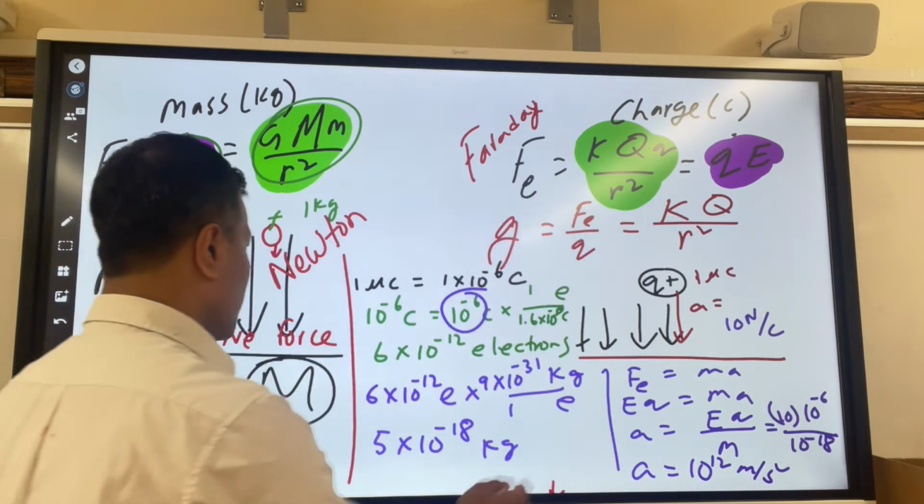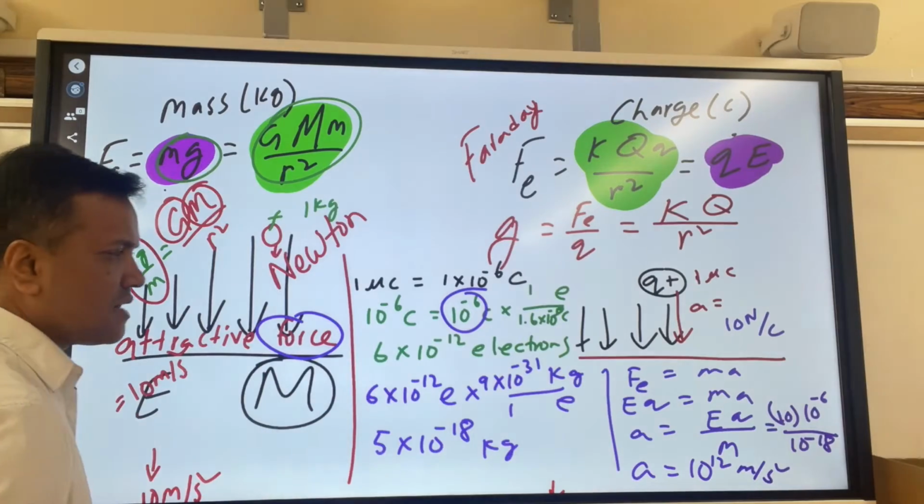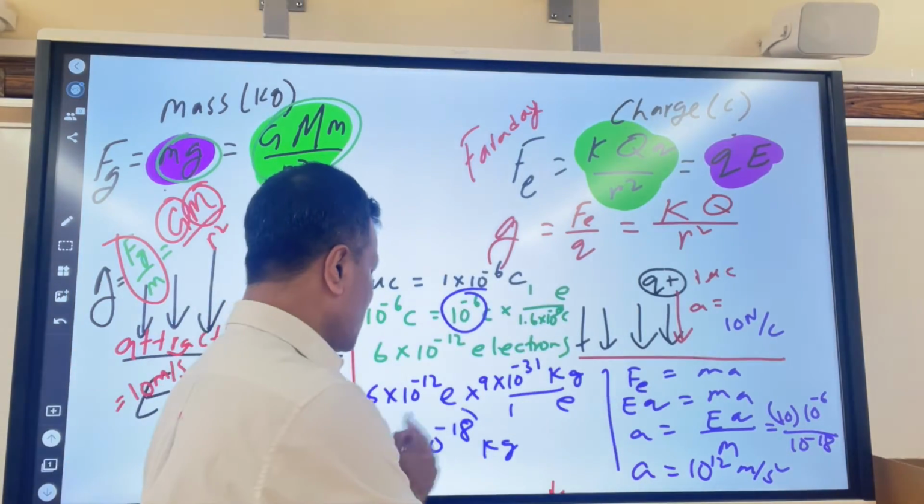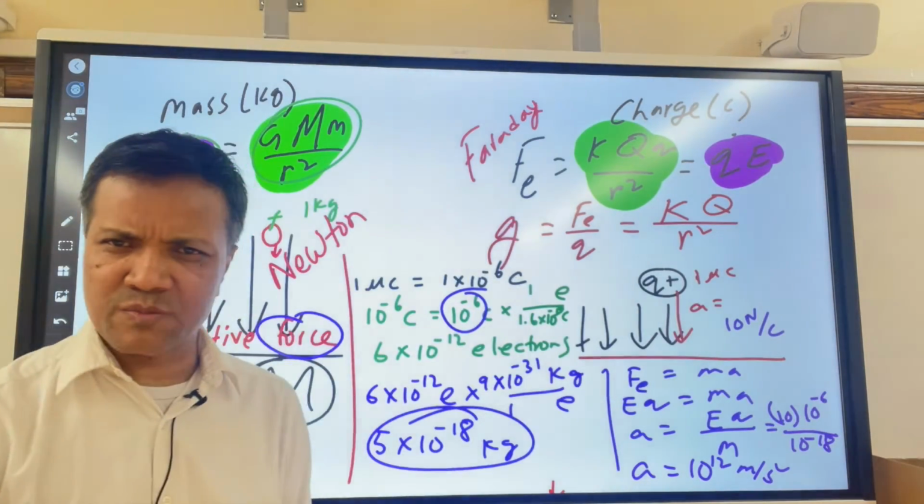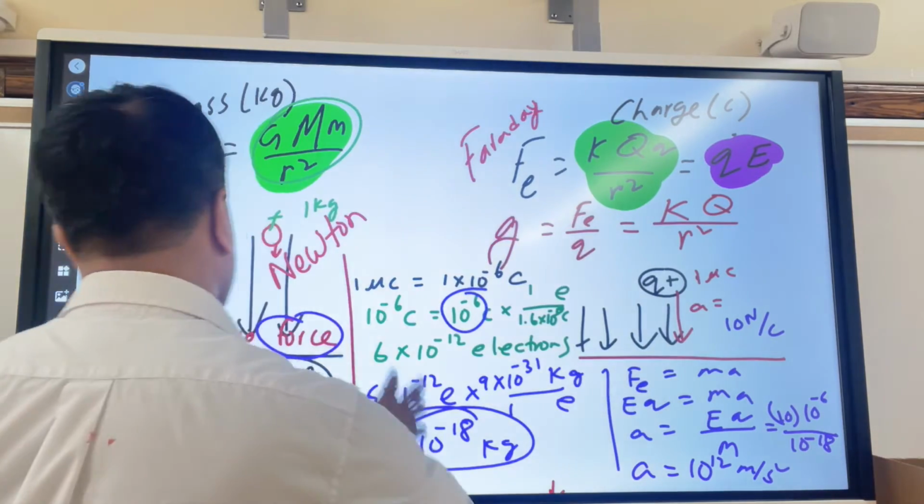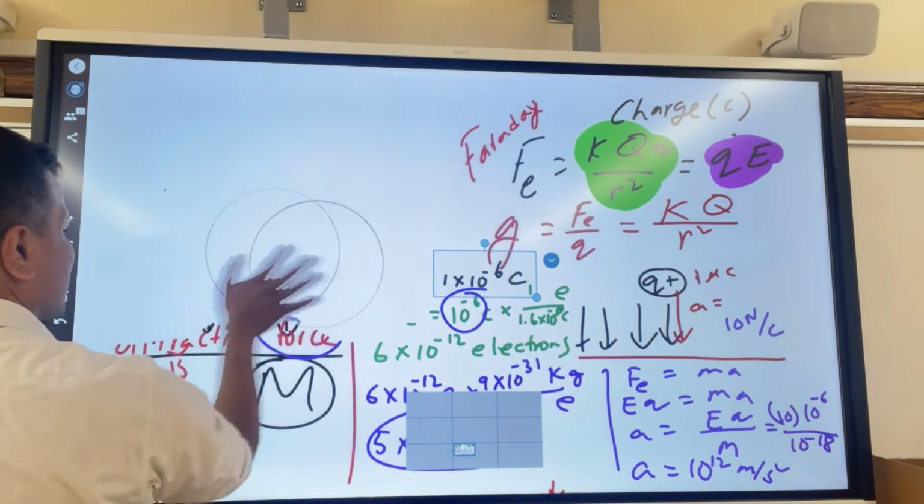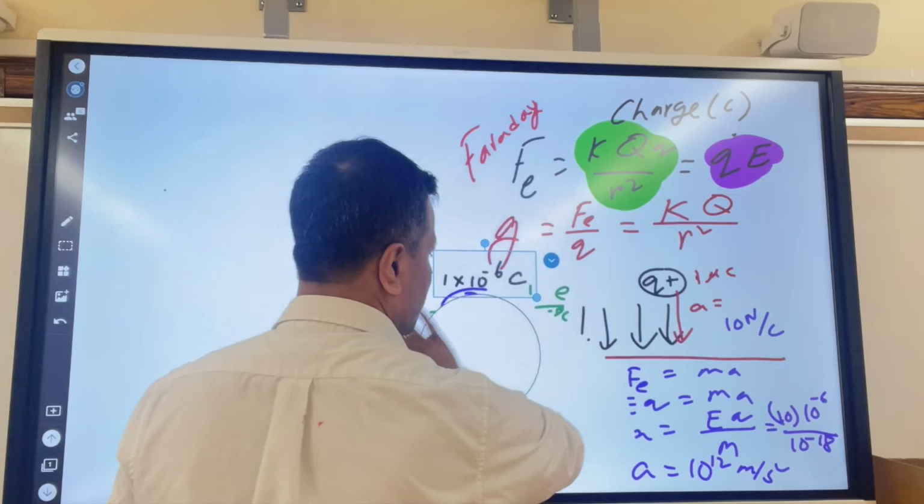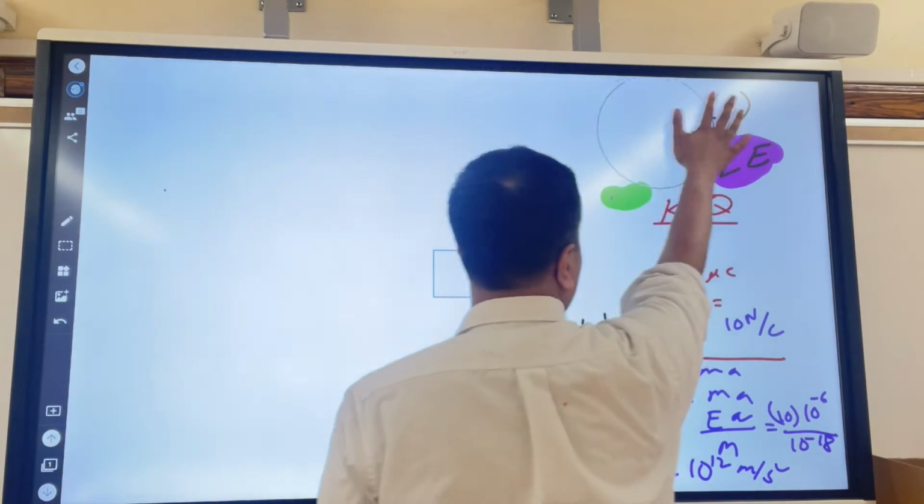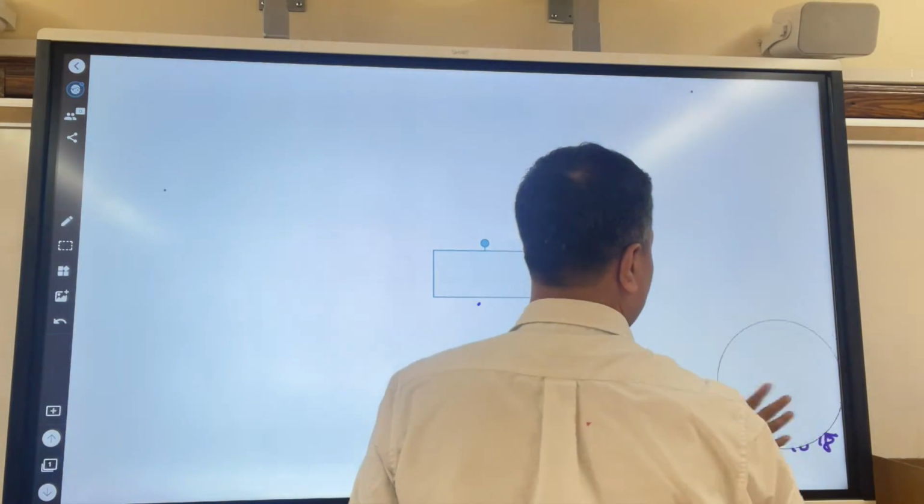So this is way bigger than 10. Why is that? Because the mass is almost 0. A small mass means big acceleration. Okay, good. Now we're going to try to understand electricity, making the connection between charges, electricity, and light.